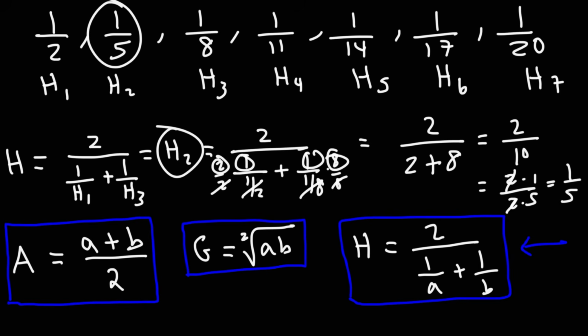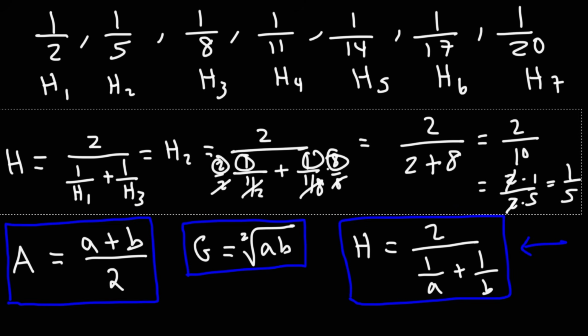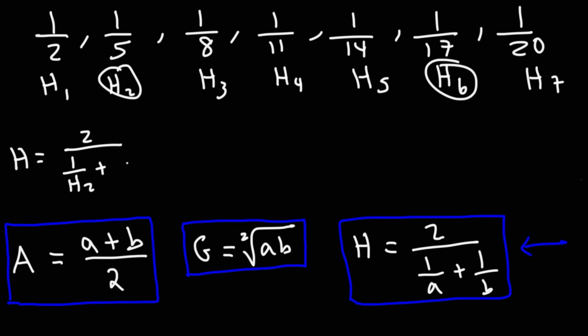So we could use the harmonic mean formula to find the middle term of a harmonic sequence. Let's do one more example like this, and then we'll do it for the whole sequence. So let's say we want to find the harmonic mean between these two, h2 and h6. We should get the middle one, h4. So it's going to be 2 over 1 over h2 plus 1 over h6, which should give us the value of h4, the middle term.